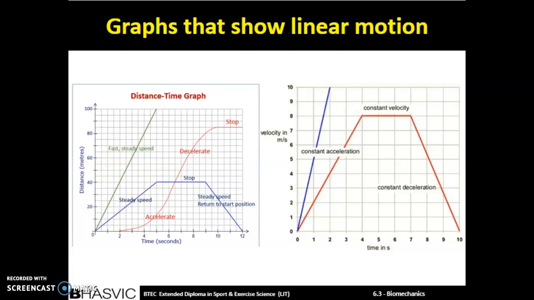As the equation for speed is distance divided by time, you can get a point on the line and see what the distance is and the time at that point. You would then use the equation to find the speed. If the line is horizontal, then the person would be at rest. If the line is going diagonally up, then the person is going at a steady speed.